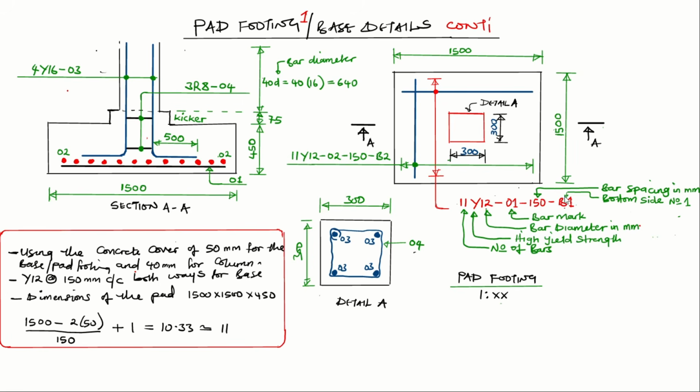150. This B1 is not really necessary when you're doing your sketching. So we'll end here. So this is going to be 11Y12-01-150. So you would have named your what? Your reinforcement here. This reinforcement that is being distributed from top to bottom. Then, after that, you have a reinforcement that is being distributed from left to right, which is this one here.